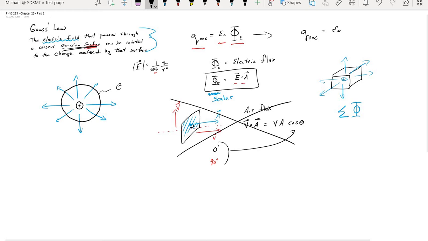But this is going to be the Gaussian surface that we're talking about. It looks too much like a theta. It's supposed to be a G. This is our Gaussian surface.